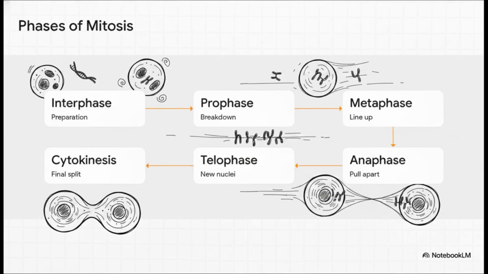Let's quickly review the blueprints to see that complete sequence one more time. We've got interphase for prep, prophase to clear the lot, metaphase to line up all the materials, anaphase to forcefully pull them apart, telophase to build the new walls, and cytokinesis for the final property split. It's just a totally elegant repeating loop of construction.